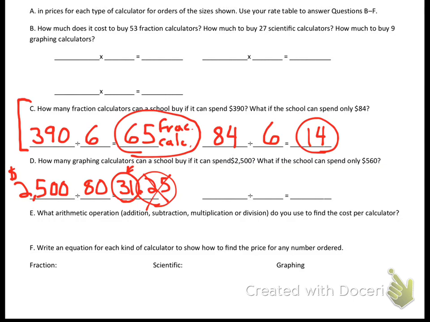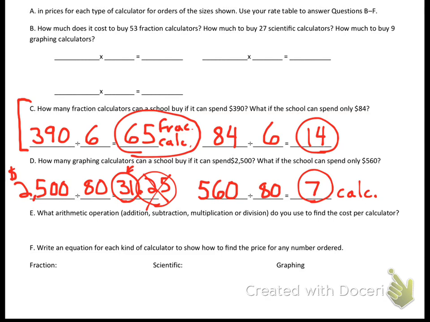Okay, let's check our work. $560 divided by 80. 560 divided by 80 gives me exactly 7 calculators. Okay, very expensive calculators, those guys.